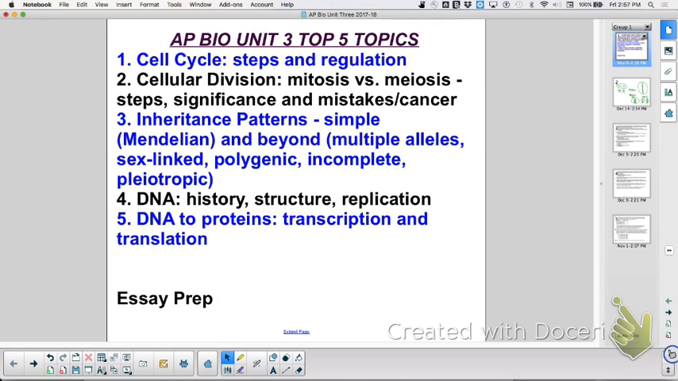How many stop codons are there? 3. But our start codon is always AUG, A-U-G, and that's the initiation codon. Always goes from a diamond.